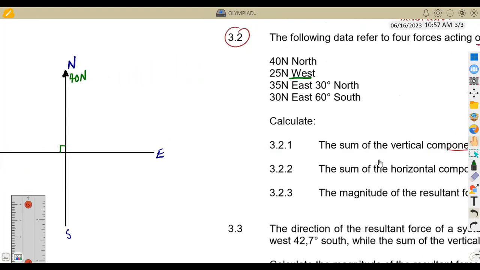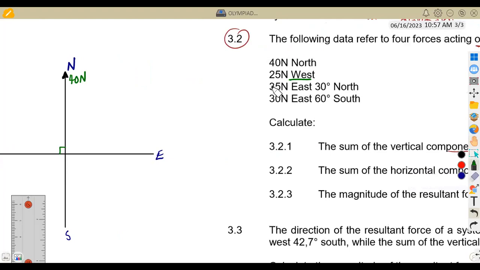Let's consider this one. We are given that we have got 35 Newton, which is east 30 degrees to the north. We are coming from the east, then 30 degrees going to the north. So you state your movement is from east to north. This is our east, this is our north, so we are moving from east to north like this. But in between this direction, we have an angle of 30 degrees.